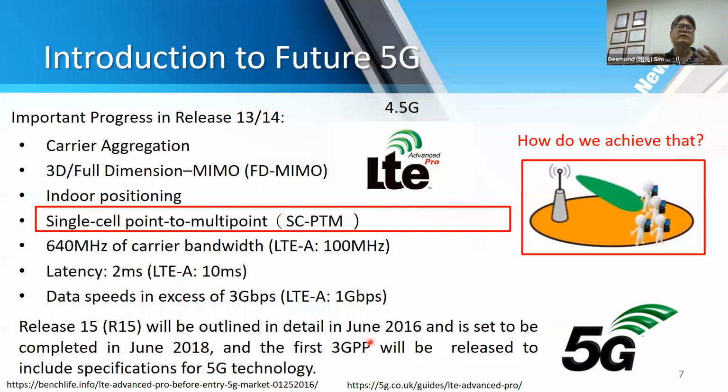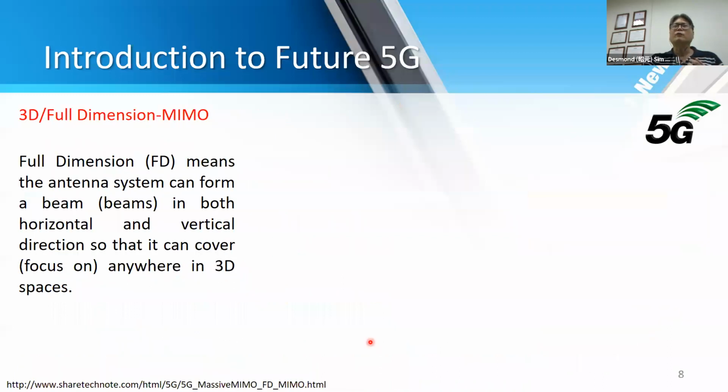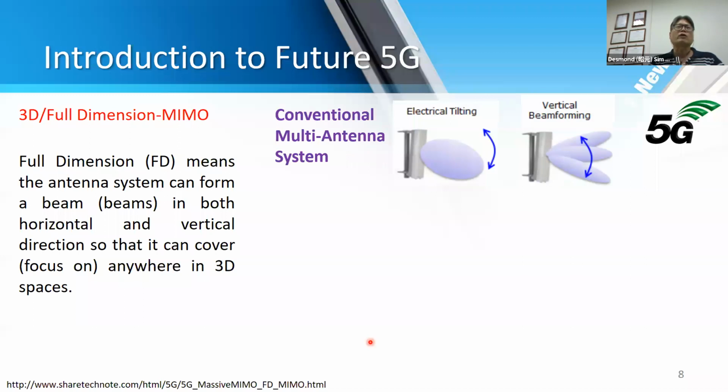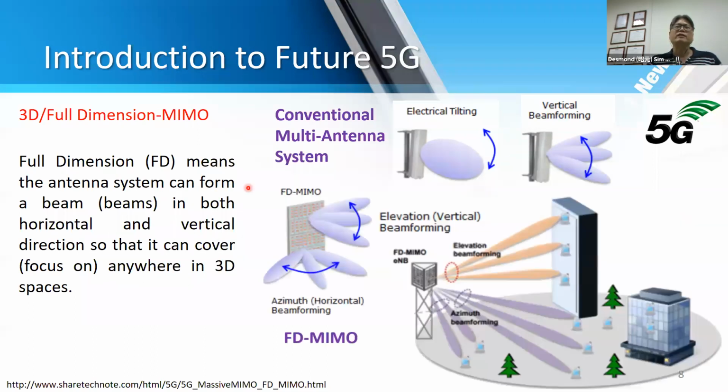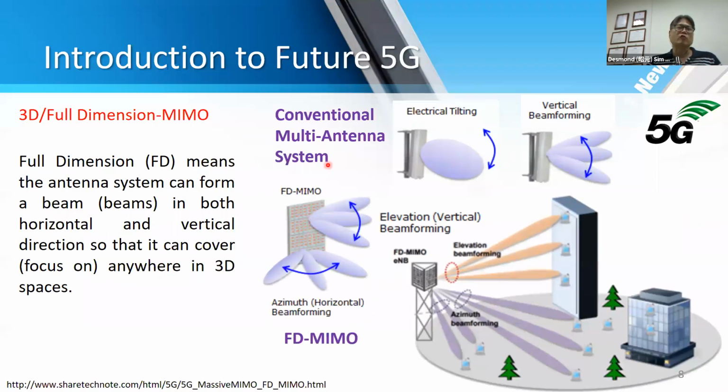So especially for single cell point to multi-point cell, how are we going to achieve that? One thing that we can do right now is to use what is called full dimensional MIMO. What exactly is full dimensional MIMO? The answer is that you need to have a conventional multi-antenna system where the beam of the cell will go up and down and sideways as well. If you look at the picture down here, this is what we call full dimension MIMO. Besides going left and right, it can go up and down.